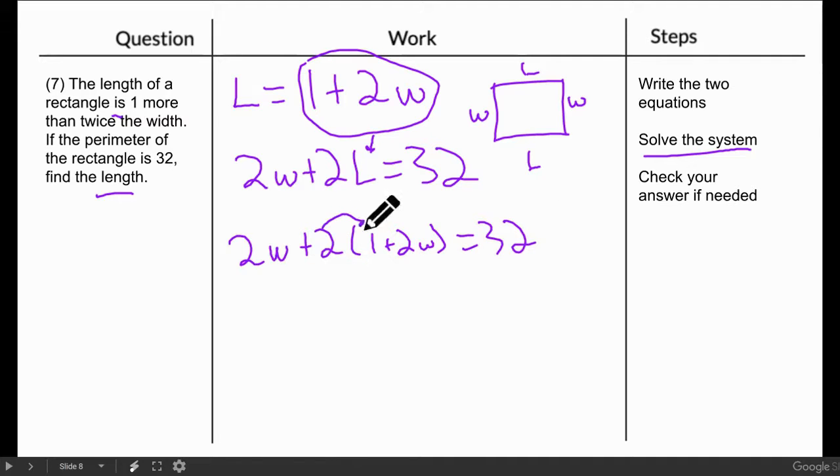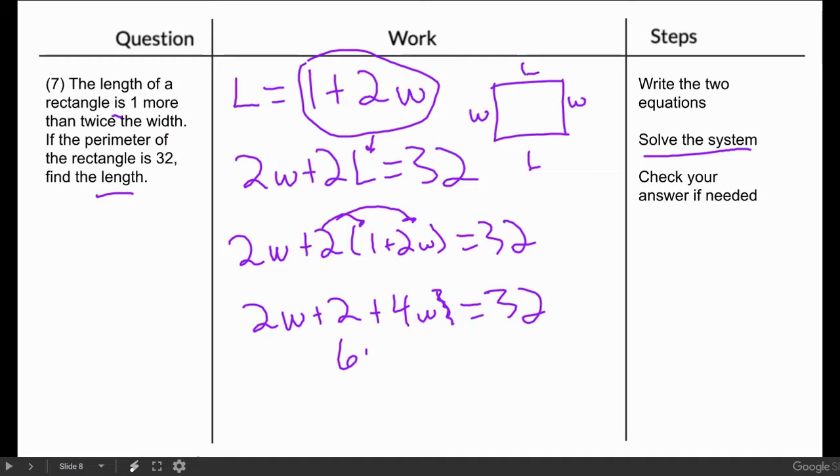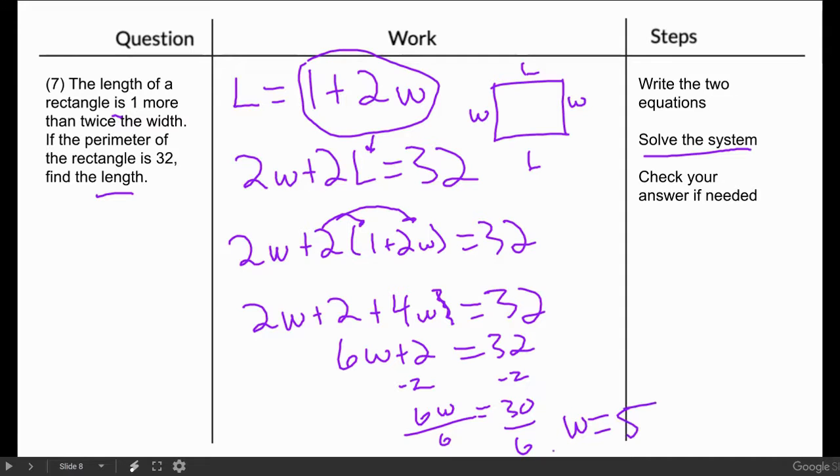Now I'm going to go ahead and distribute here and solve for W because this new equation only has one variable, meaning we know that we can solve it. In this case, I get 2W plus 2 plus 4W equals 32. So I'm going to combine like terms to get 6W plus 2 equals 32. Subtract 2 from both sides to get 6W equals 30. Divide both sides by 6 to tell me that W is equal to 5.